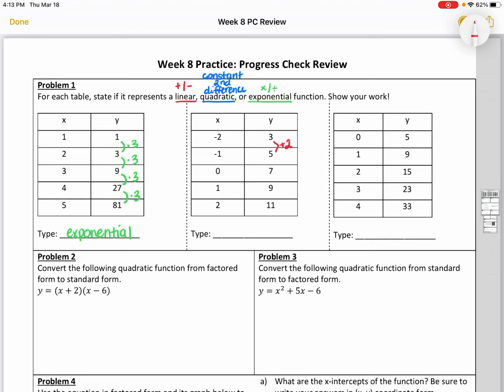So I would have to add 2 to 3 to get 5. And then I'm thinking, what do I have to add to 5 to get 7? I have to add 2 to 5 to get 7. So it looks like I'm starting to get a pattern. 7 plus 2, that does give me 9. 9 plus 2, that does give me 11. So right away, we found out it's linear. We don't have to check exponential or quadratic because we've already found it's a linear pattern because it's adding by 2 every time. So this is a linear table.